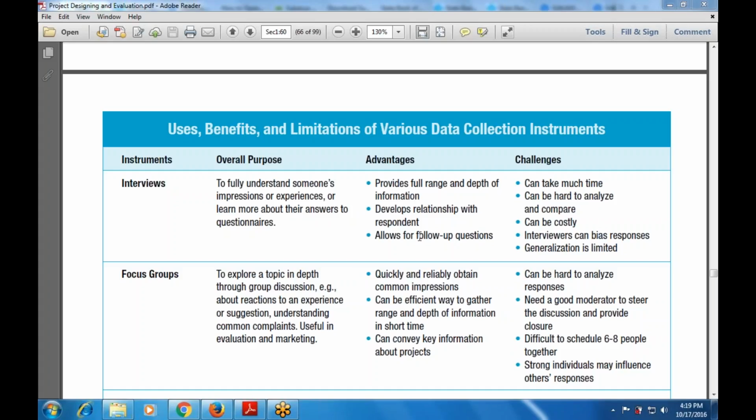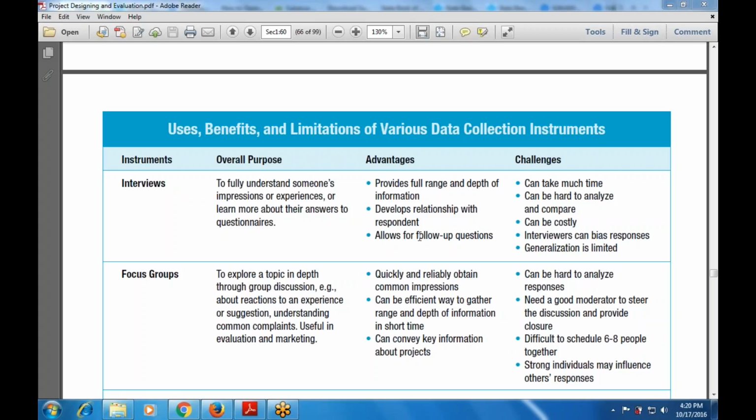Then what are the various advantages? First one is quickly and reliably obtained common impressions. Reliably in the sense that we can rely on this. Then it can be an efficient way to gather the range and depth of information in a short time. Efficient means a very effective way to gather the range and depth of information in a short time.